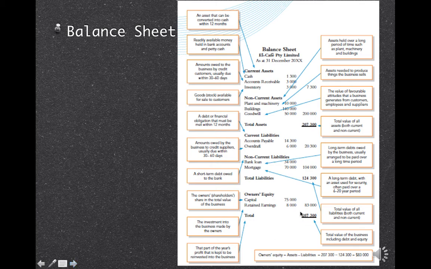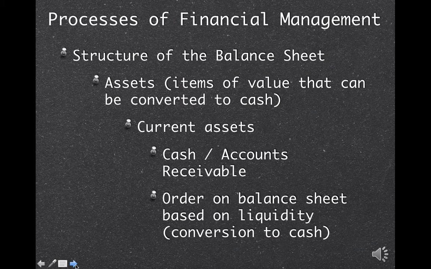You'll see that total assets and the total liabilities and owner's equity are exactly the same at 207,300. In this case, they've shown that on one continuous sheet. Most of the time that will be shown on two sheets, one left-hand side and one on the right-hand side. It doesn't matter how it's presented as long as the two assets and liability totals balance. So let's just have a look at some of the components.